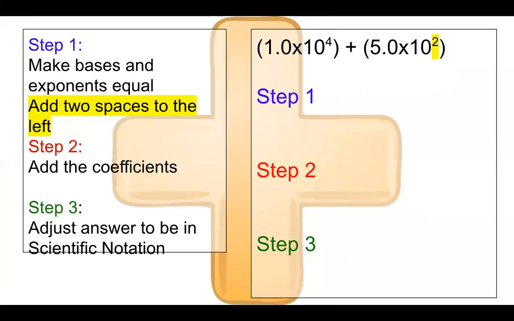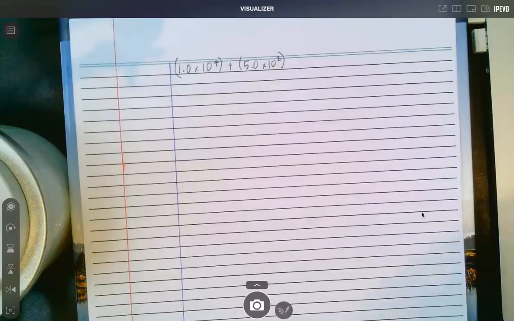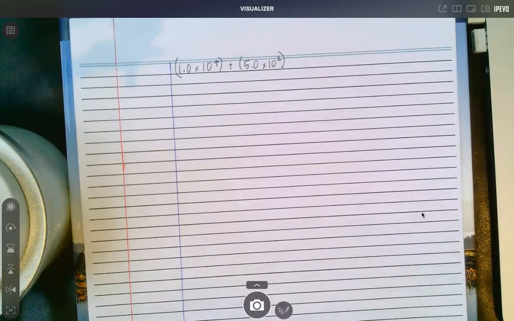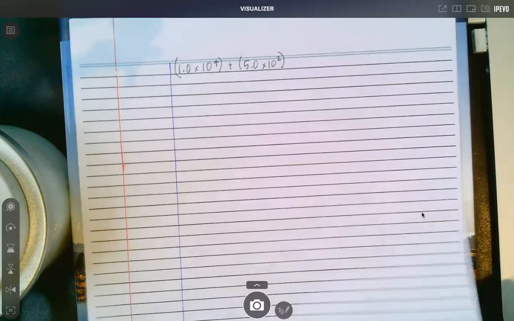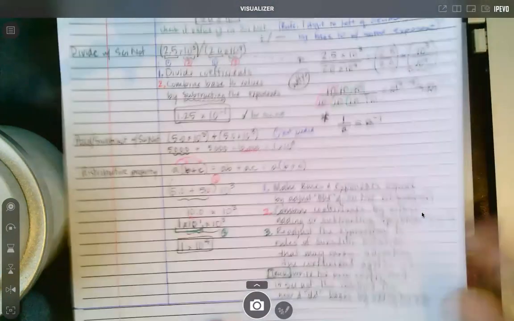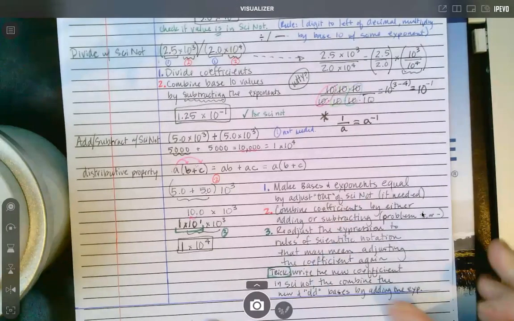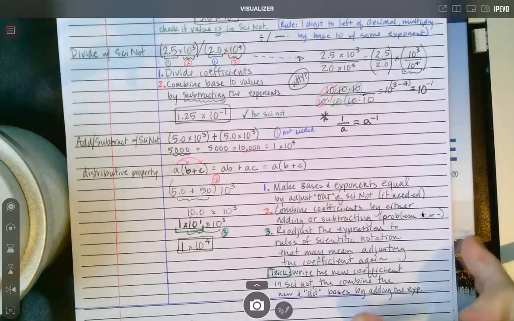Okay, and that is going to be added to 5.0 times 10 to the 2nd. All right, so what I really have here now, I have two bases that are not equal. So like I said before, and we'll go back to these notes, step 1 is I have to make the bases of the exponents equal by adjusting these out of scientific notation if needed.